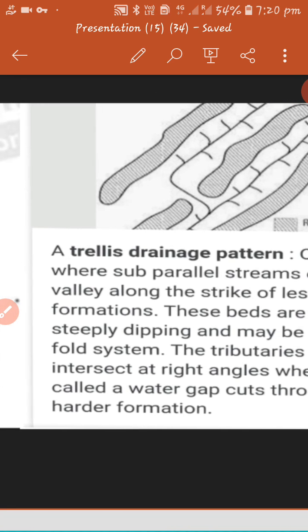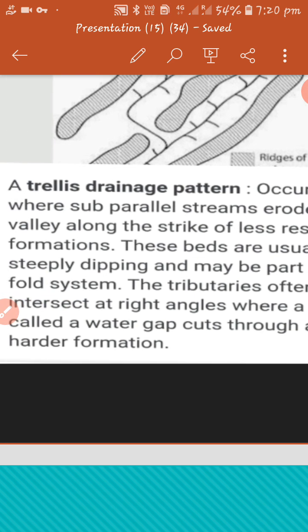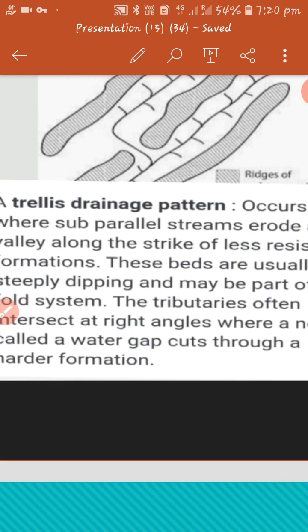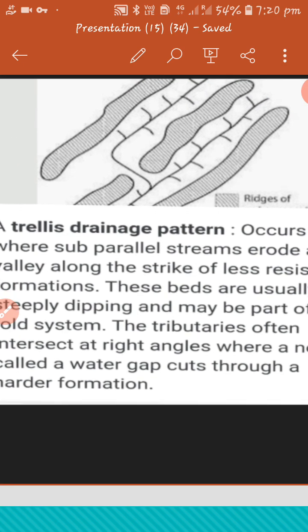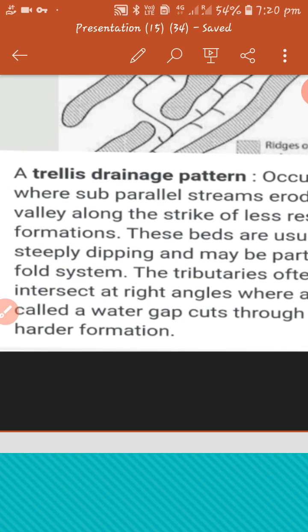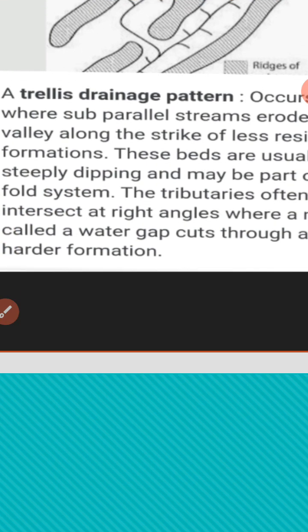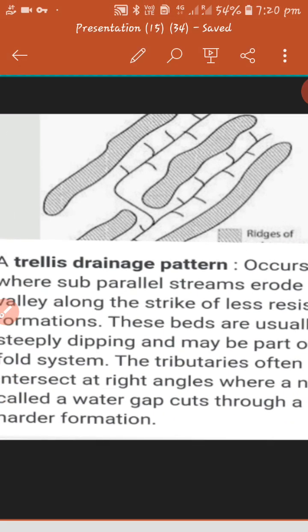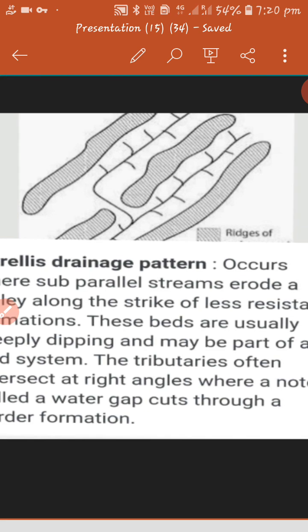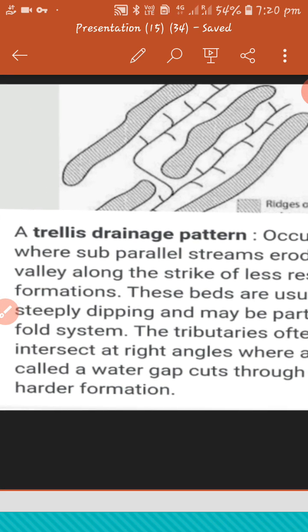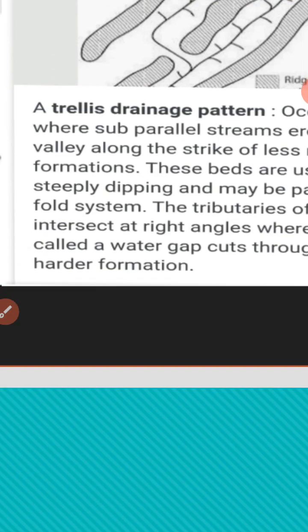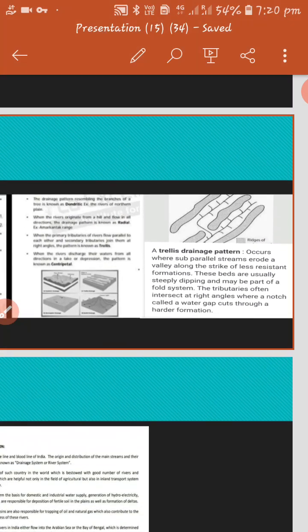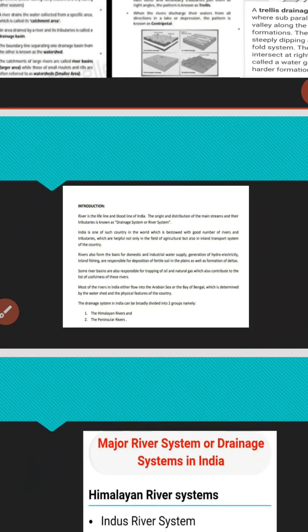The trellis drainage pattern occurs where sub-parallel streams erode a valley along the strike of less resistant formations. These beds are usually steeply dipping and may be part of a fold system. The tributaries often intersect at right angles where a notch called a water gap cuts through a harder formation. So this is the basic concept of a river basin or river drainage system.